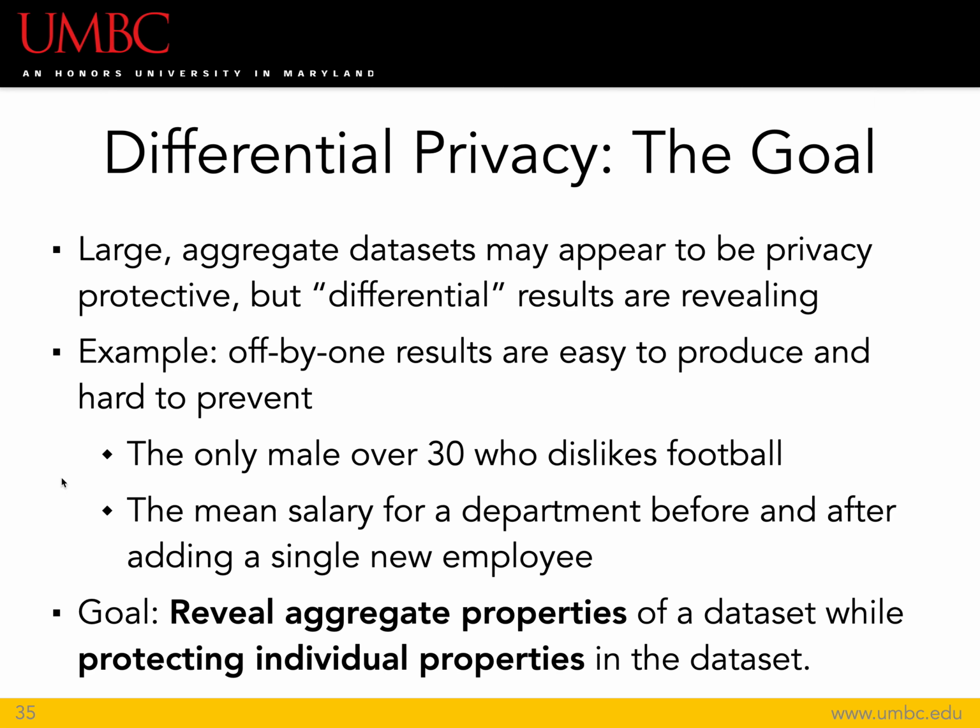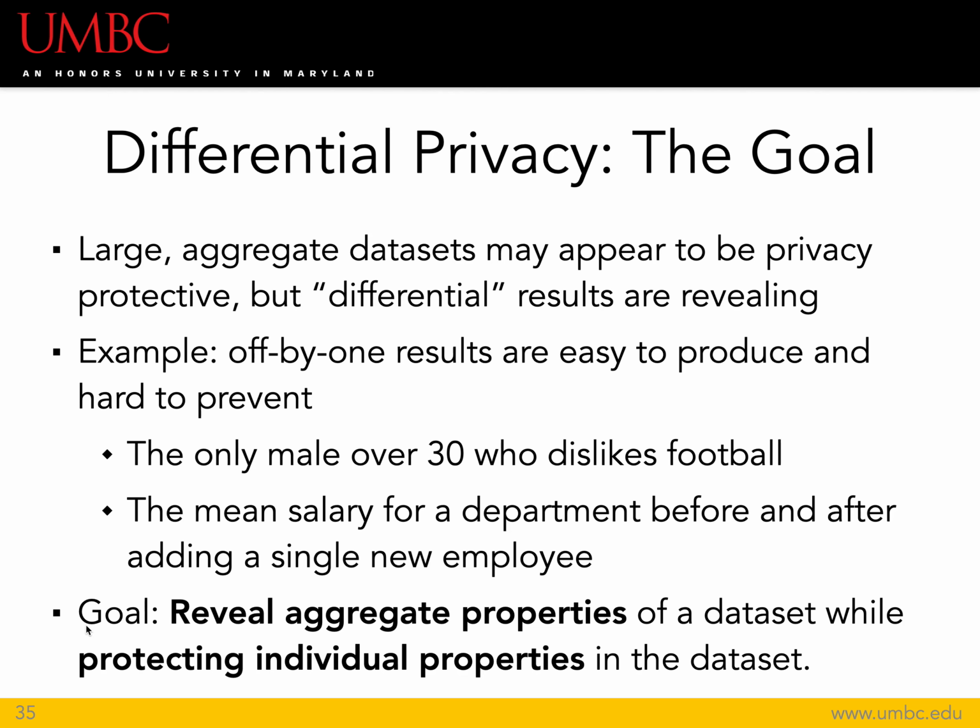So if you happen to be the only male over 30 who dislikes football, you're going to stick out, even in a k-anonymous data set. If you happen to be adding one employee and then publishing the mean salary before and after, then you're basically publishing that one employee's salary, right? It's very easy to calculate if you have the total number of people and the mean before and after. Those differentials are very, very difficult to protect.